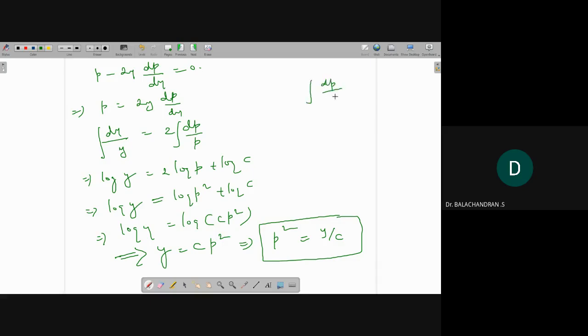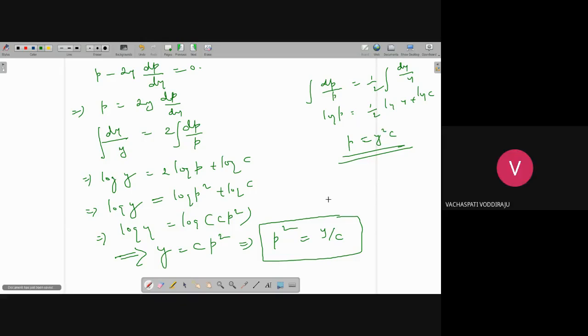If you keep like this, for example, dp by p equal to 1 by 2 dy by y. Then log p equal to 1 by 2 log y plus log c. So in this case you'll get p equal to y square c. So the p value may be different, so the final answer may be different.